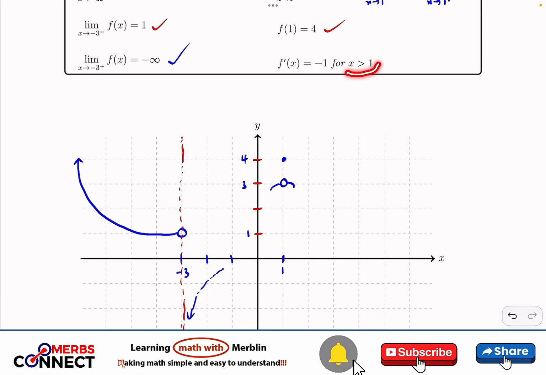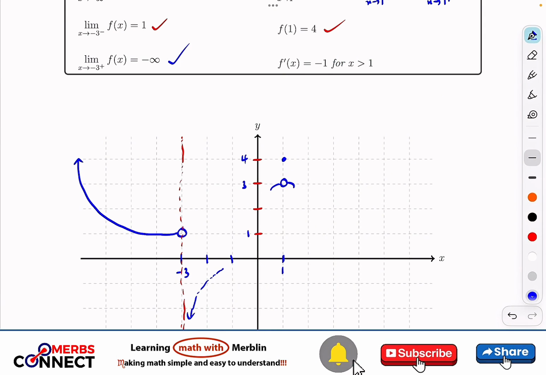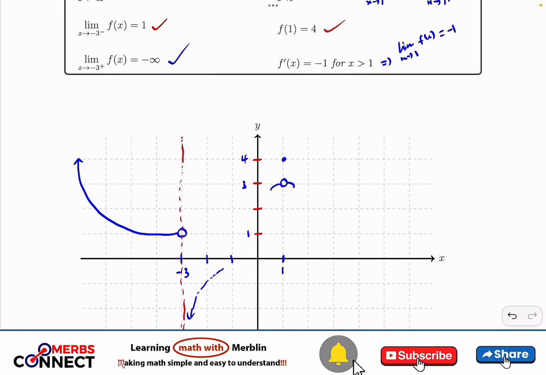When x is greater than 1, I can think of this one as the limit as x approaches 1 of f of x equal to minus 1. Yes, this is true, because this is f prime, so we are thinking of the limit definition. So x is approaching 1, and this one should be this.